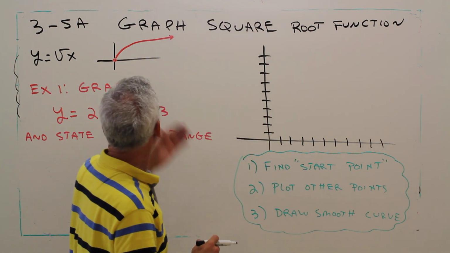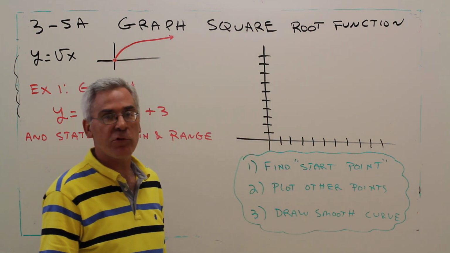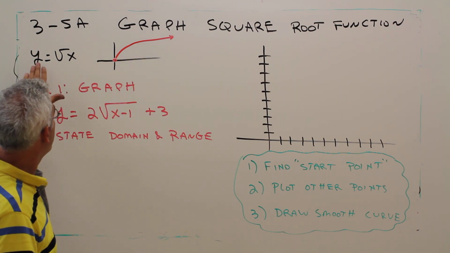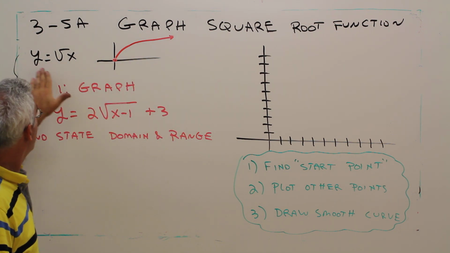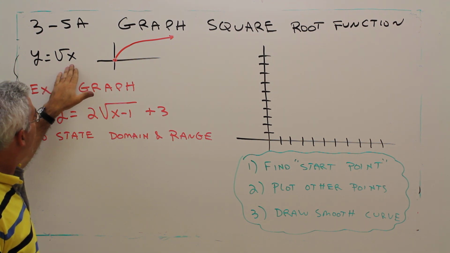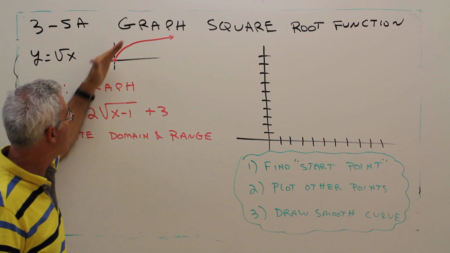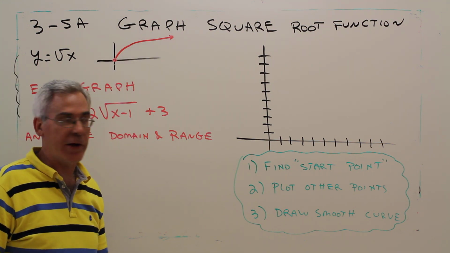This is lesson 3-5A, graphing square root functions. First thing you should know is the most basic function, y equals the square root of x, looks like this. It's got a starting point at 0, 0, and it goes up slowly to the right.